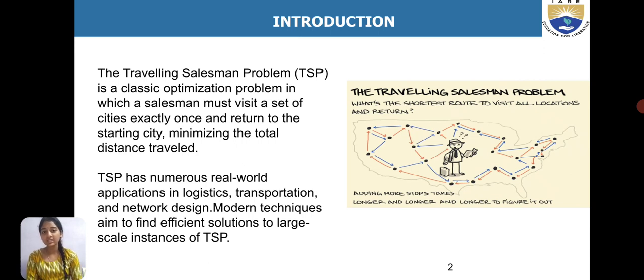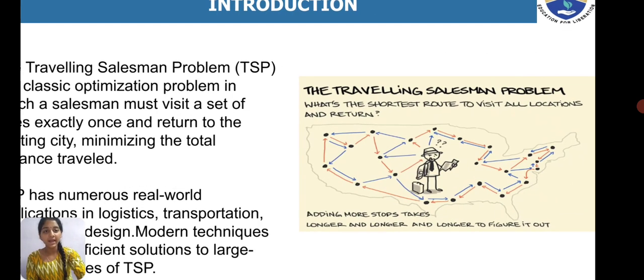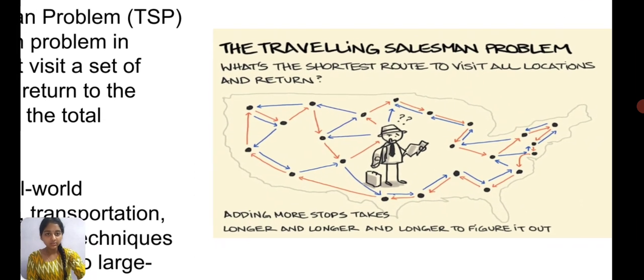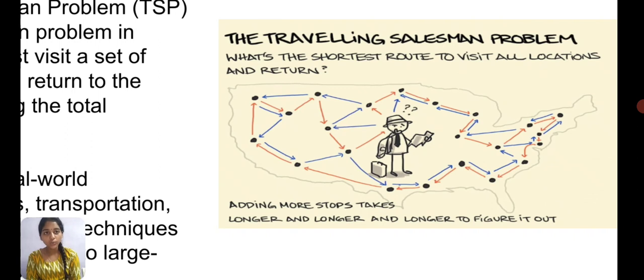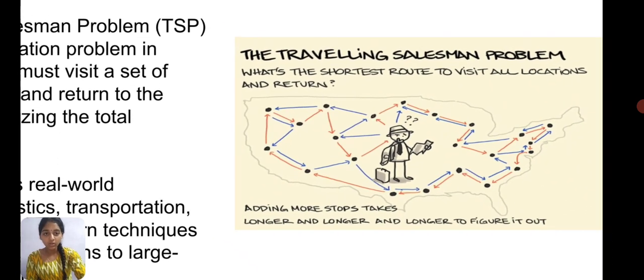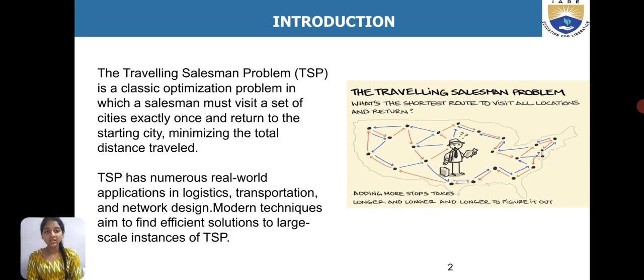So TSP has many real world applications, and modern techniques aim to find efficient solutions. And on the right side you can see the traveling salesman problem. What's the shortest route to visit all locations and return? This is the question by the salesman. Adding more stops takes longer and longer to figure out. So by minimizing each distance, meaning minimizing the average distance of the total path, we will find the final minimum distance of the problem.